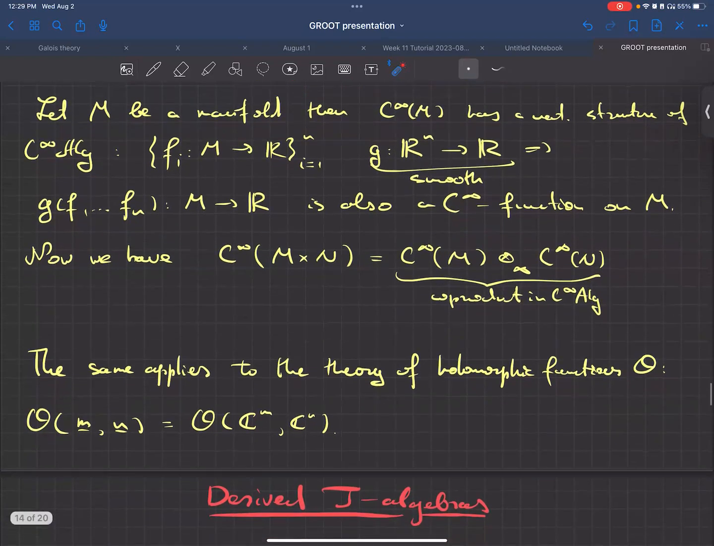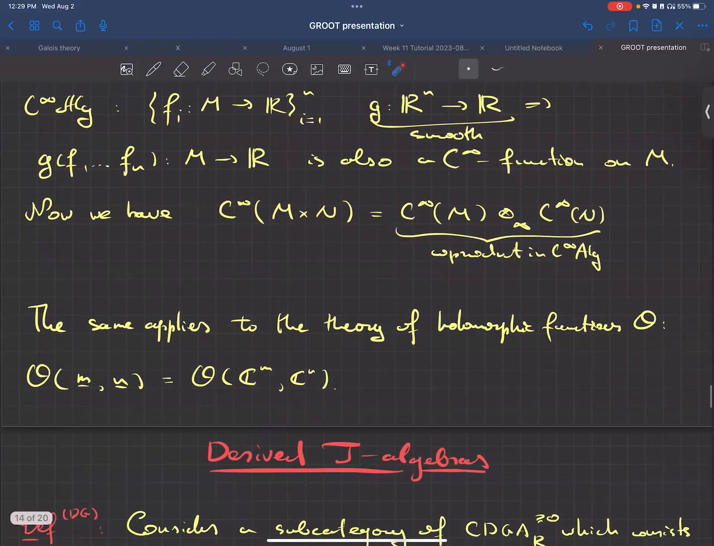So yeah, this is very nice, and I guess that's the main reason why we even started thinking about such objects as Fermat theories, maybe algebraic theories in general. And the same applies for the theory of holomorphic functions, denoted by O, where the set of morphisms from m to n is just the set of all holomorphic maps from C^m to C^n.